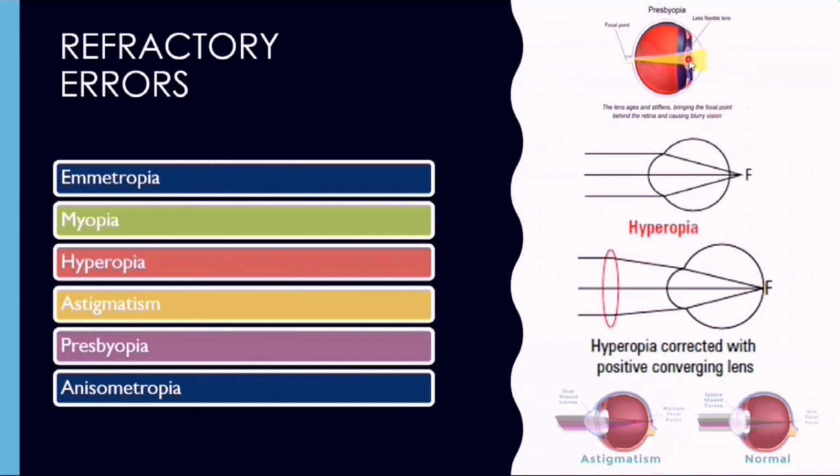presbyopia is actually hardening or reduction in elasticity of lens that results due to normal aging process, that is, when we are more than 40 years of age. It is also corrected with convex lenses.